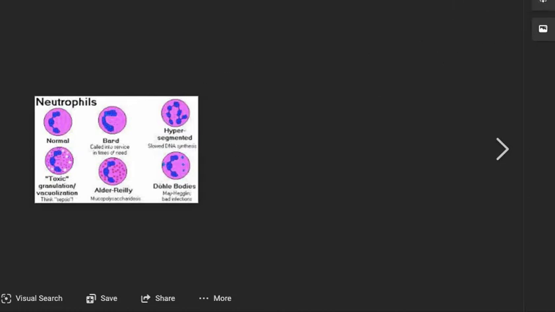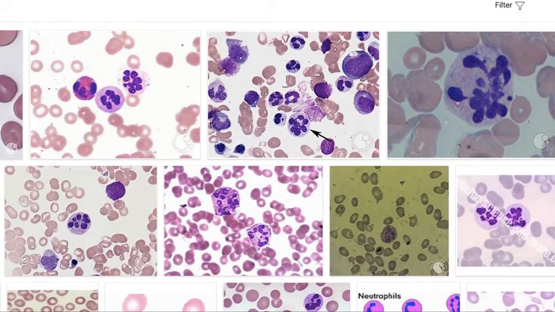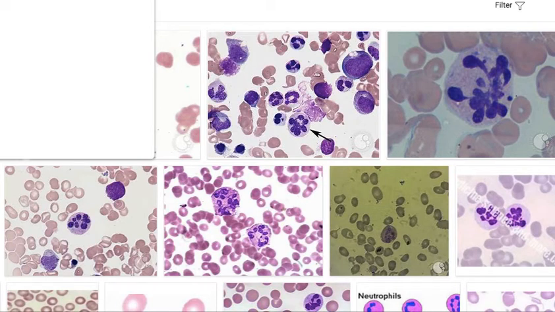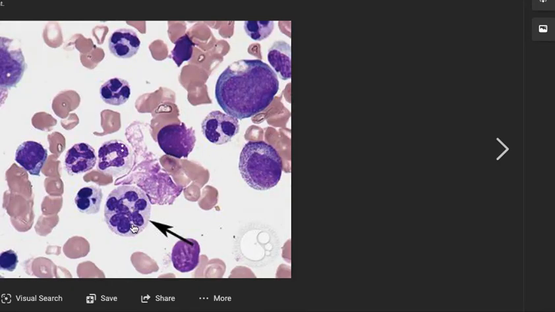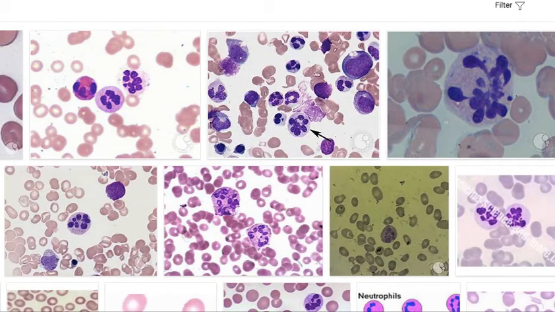Other than that, I can show you. Believe me, whatever I'm telling you, this one, hypersegmented neutrophils, is important to remember. You can see over here how many segments of neutrophils there are in this one. So this is called hypersegmented neutrophils.